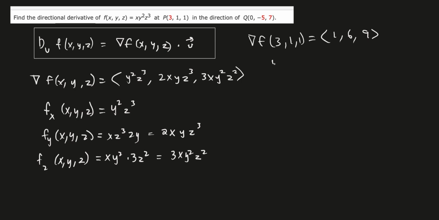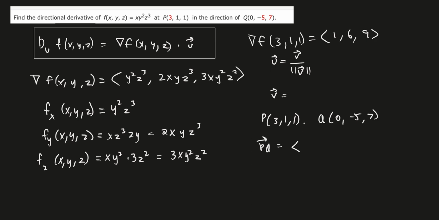And then we can find the unit vector by finding the vector v and dividing it by its magnitude. The vector v is the vector going from point P to Q. And so point P is 3, 1, 1. Point Q is 0, negative 5, 7. To find the vector PQ, that's basically just 0 minus 3, which is negative 3. Negative 5 minus 1 is negative 6. And then 7 minus 1 is 6. This vector is equal to the vector v.